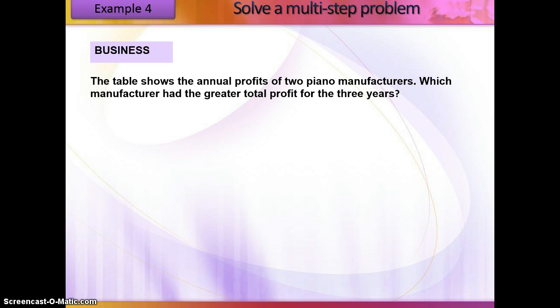Let's solve a multi-step problem. The table shows the annual profits of two piano manufacturers. Which manufacturer had the greater total profit for the 3 years?